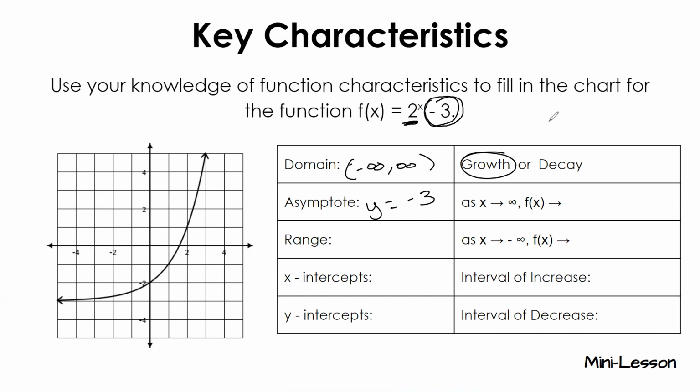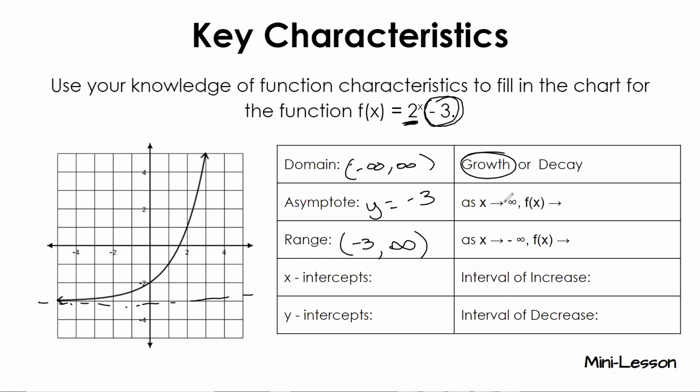For range, what's our range going to be? What's our lowest y value? -3. Okay. And then what's our highest y value? Infinity. Because there's a horizontal asymptote.